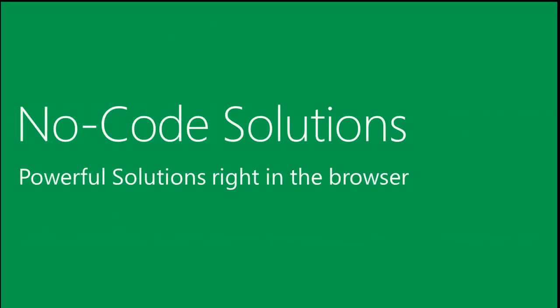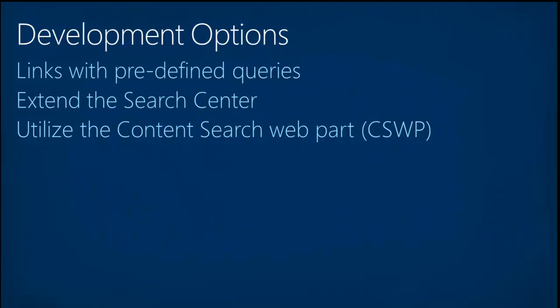some no-code solutions. So I have already said that I consider the very first, most primitive type of no-code solution to be links with predefined queries in them. Because search is URL accessible, it's easy for me to put predefined links into SharePoint and help end users find the things that they want. We also have the ability to extend the Search Center by creating our own building blocks and adding our own search verticals in. I'm going to show you that in a second.